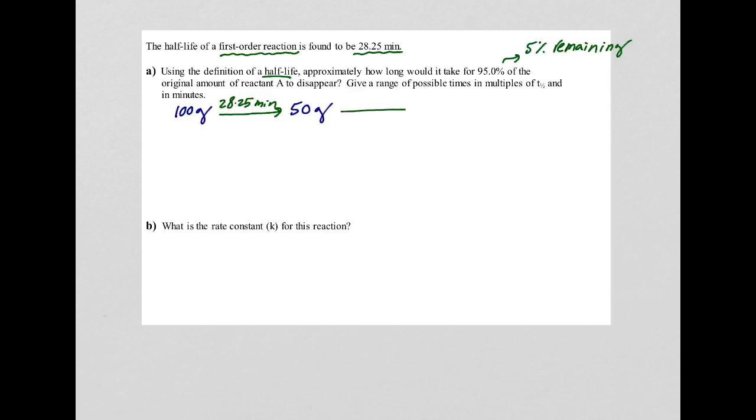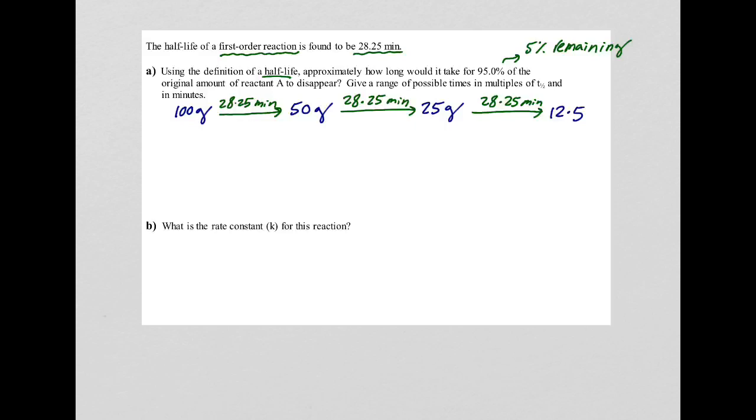Now, after another 28.25 minutes, what's going to happen? Now it's going to become half again. What is half of 50 grams? 25 grams. I like doing it this way because I really want you to understand the definition of half-life. So now I have 25 grams. What do you think is going to happen after another 28.25 minutes has passed? That's going to become half. What is half of 25? It's 12.5.